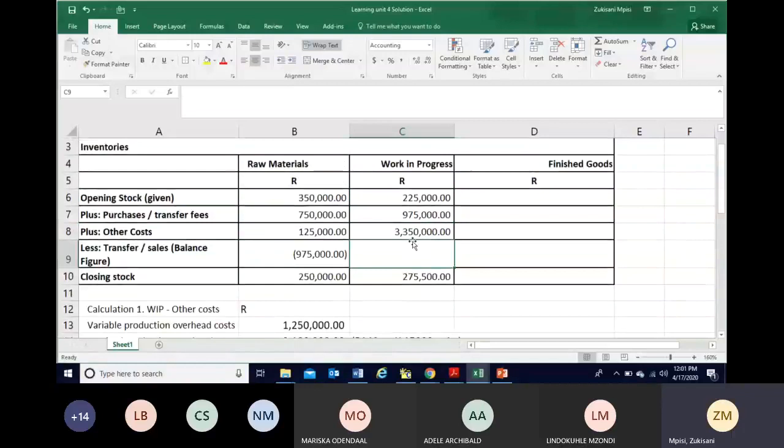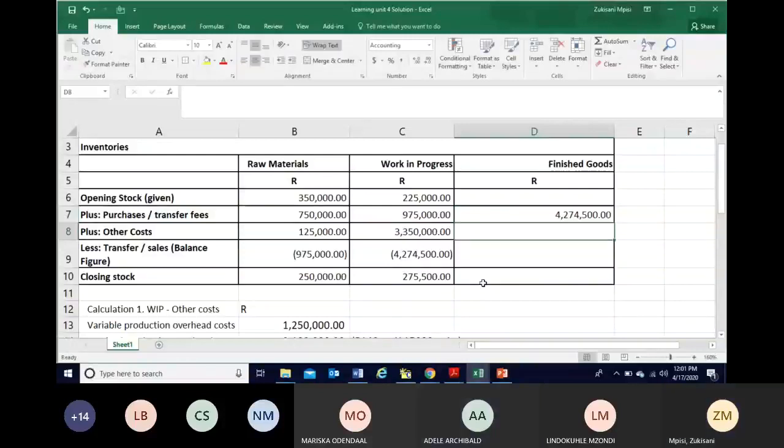So you've got all your costs here. You add all of them together, less closing stock, and this will give you the amount that you are transferring to finished goods. So in this instance, we are going to say this plus 975 plus 335, then minus the closing, which is going to give us 4,274,500, which we are going to take to finished goods, because we're transferring work in progress to finished goods.